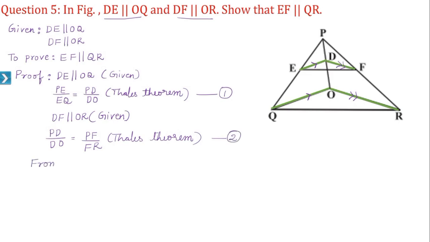Now from 1 and 2: from 1, PE by EQ is equal to PD by DO. Second one, PD by DO is equal to PF by FR. PE by EQ and PF by FR both are equal to PD by DO. Therefore, we can write PE by EQ is equal to PF by FR.